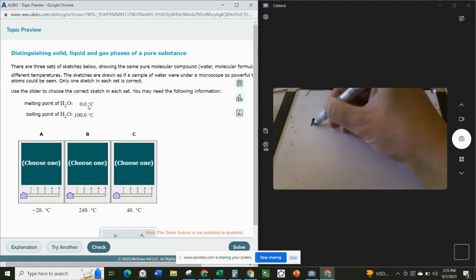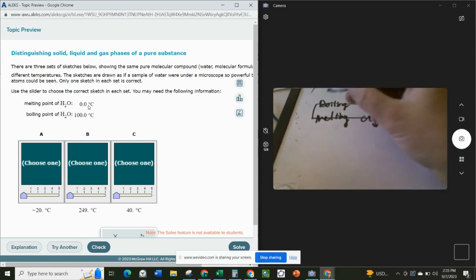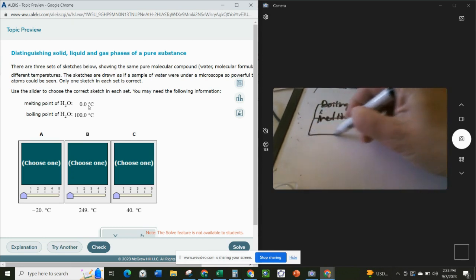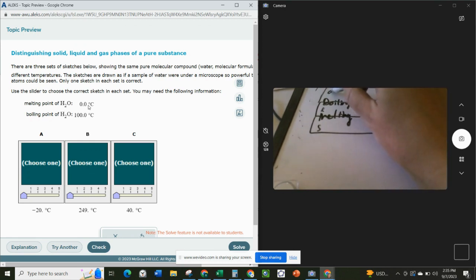So again, I like to put the melting point below the boiling point. That just makes more sense to me. So on my number line, we have our boiling point, which is 100. And our melting point is 0. So in between the melting and the boiling point will be a liquid. Below the melting point is going to be a solid. Above the boiling point is going to be a gas.